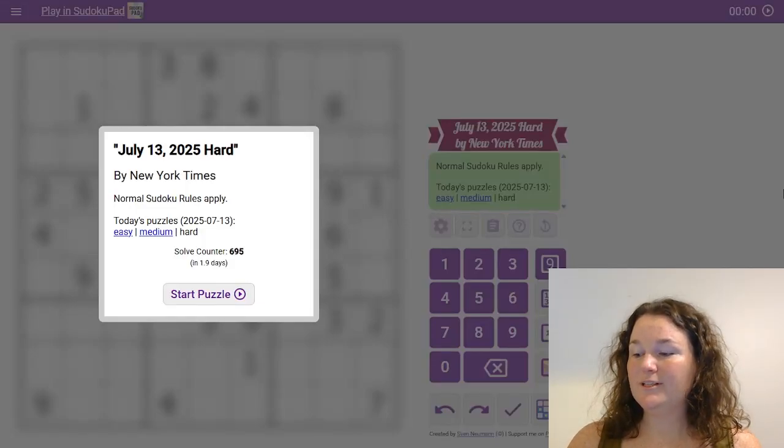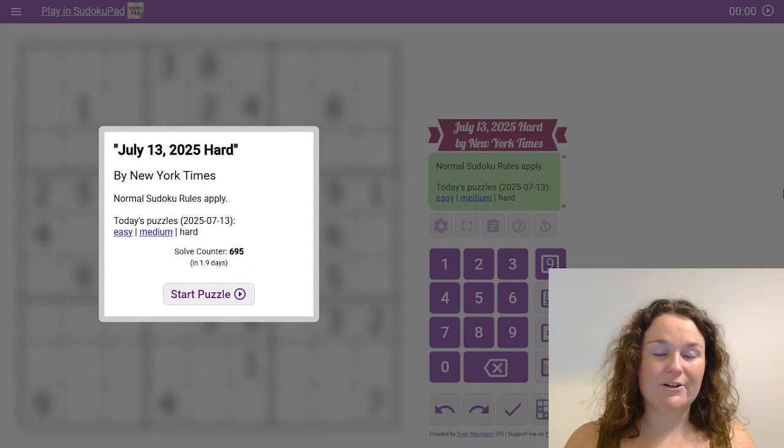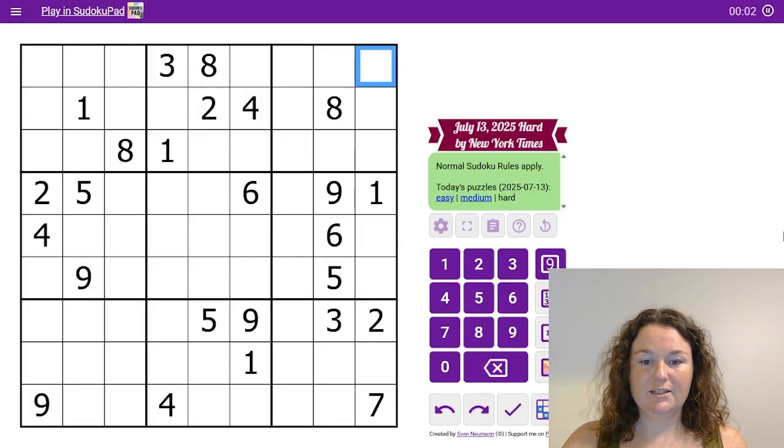Today I'm doing the New York Times Hard Sudoku for Sunday, July 13th, 2025, and I am doing the archived version on Sudoku Pad. All right, let's get started.